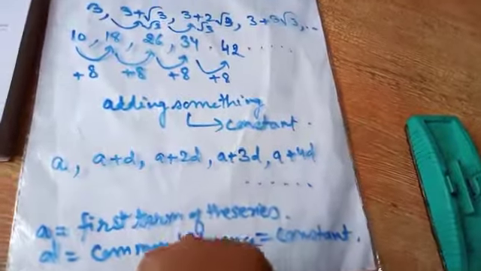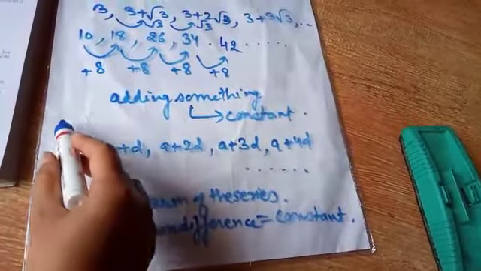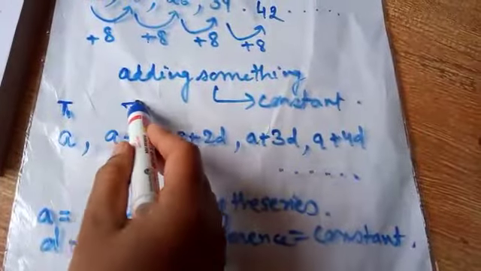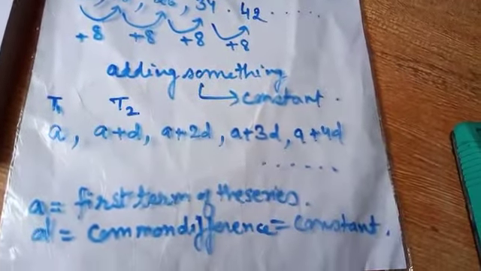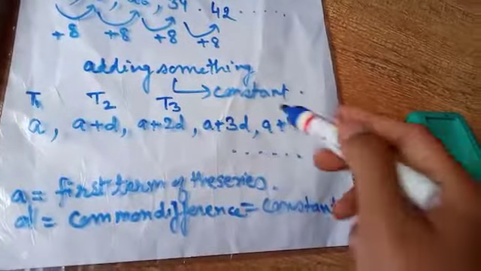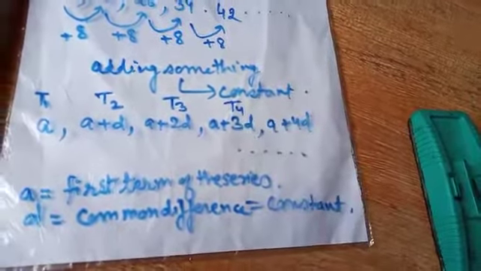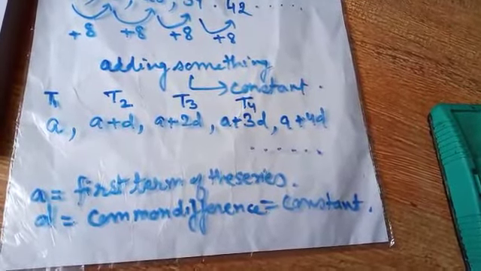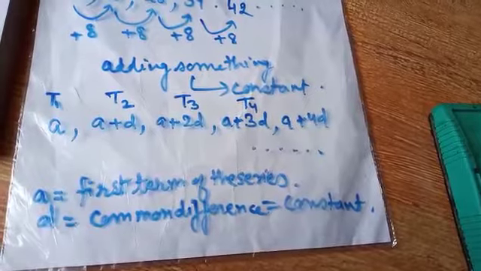Now let us find out this term. This is called T1, the first term of the series. This is called T2, the second term of the series. This is called T3, the third term of the series. This is called T4, the fourth term of the series. So now we'll just find out what will be the nth term of the series.